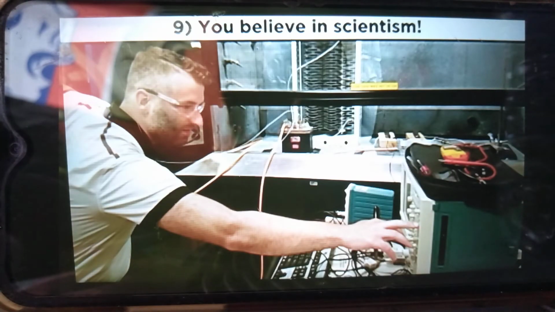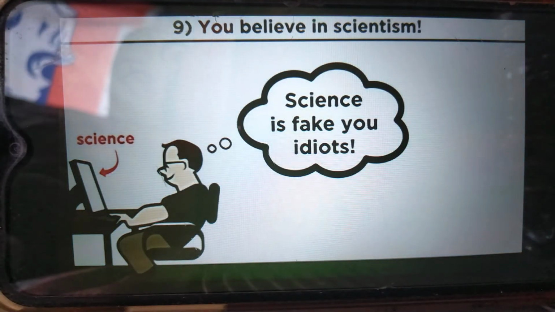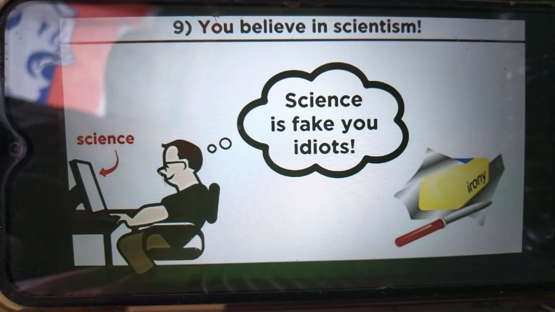Those that are educated in the sciences understand how things work and use this information to build technology, such as computers and the internet, both of which you use to claim that the science that produced them isn't real, in a display of irony so thick that you could cut it with a knife.